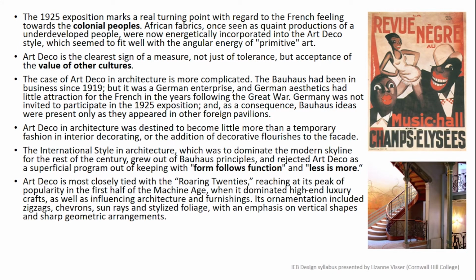The international style in architecture, which was to dominate the modern skyline for the rest of the century, grew out of the Bauhaus principles and rejected Art Deco as a superficial program out of keeping with form follows function and less is more. Art Deco is most closely tied with the Roaring Twenties, reaching its peak of popularity in the first half of the Machine Age, when it dominated high-end luxury crafts as well as influencing architecture and furnishings. Its ornamentation included zigzag chevrons, sun rays, and stylized foliage, with an emphasis on vertical shapes and sharp geometric arrangements.